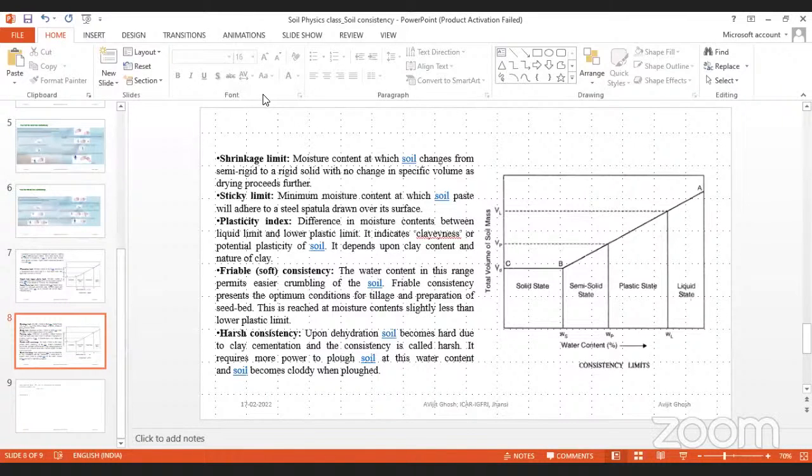And the soft or friable consistency is that consistency where crumbling of soil takes place and granular structure formation takes place, which is optimum for plant growth. So tillage operation should be done in friable consistency only. And these are the two important significances of soil consistency.